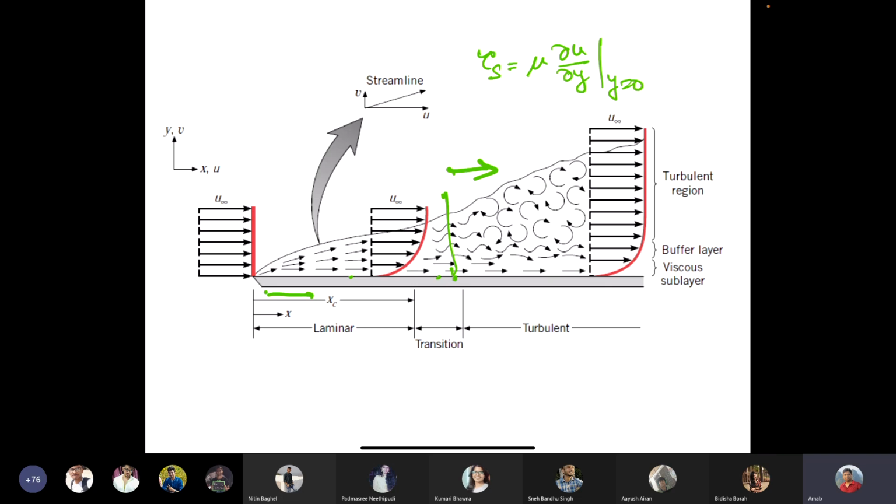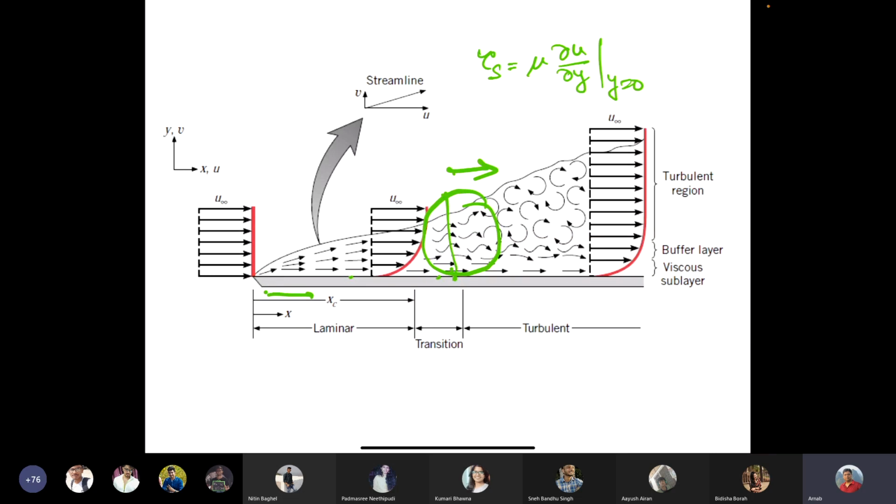Fine. And then what happens? We reach a zone where there is a transition from this orderly flow to a more chaotic pattern, which is called the transition zone. Now this transition zone also changes with time. It sometimes behaves as laminar, sometimes turbulent.